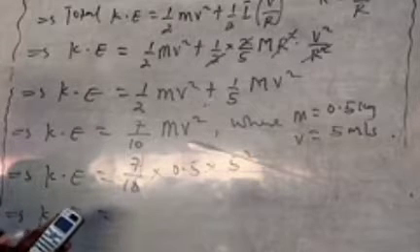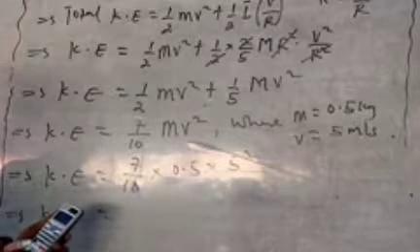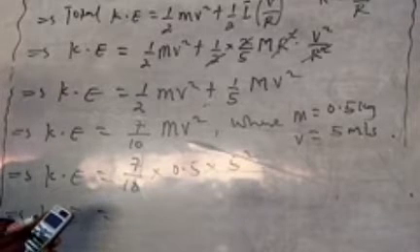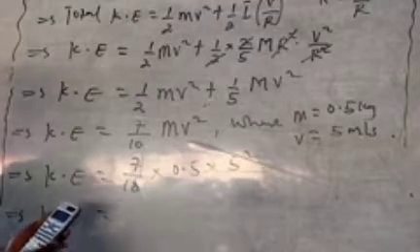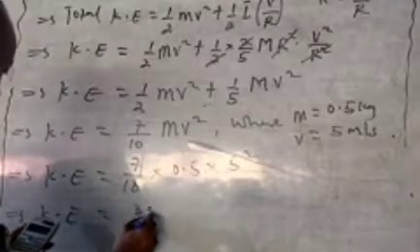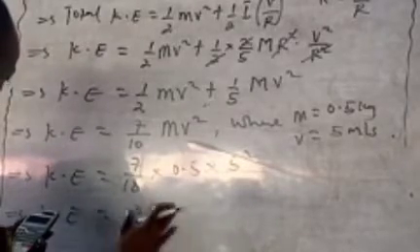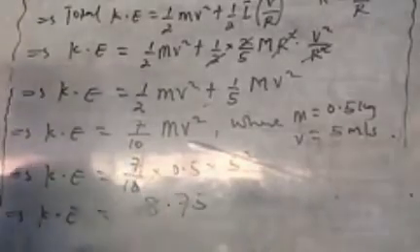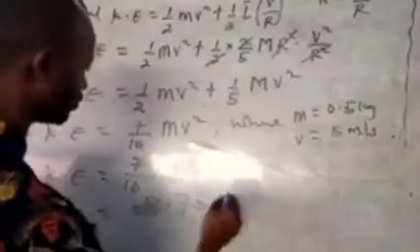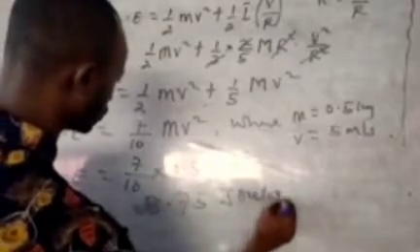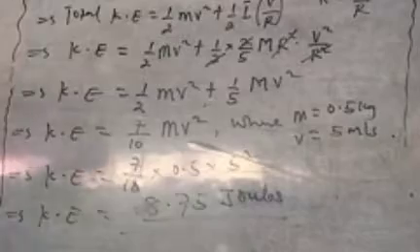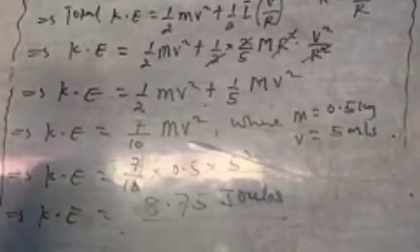Let me just check it properly. This is 7 upon 10 by 0.5 by 5 squared. The answer becomes 8.75. What is the unit of energy? Energy is measured in joules. So we are done with this question.